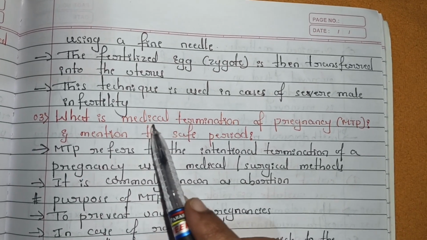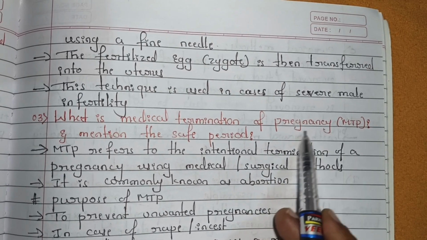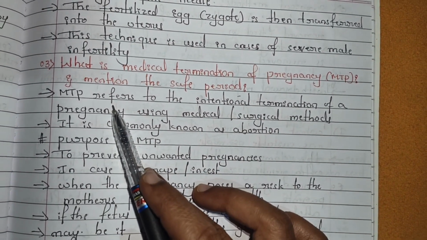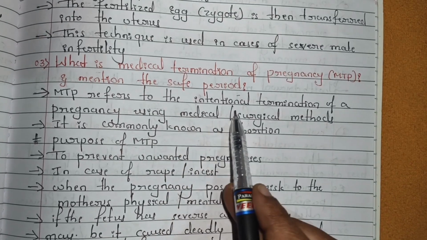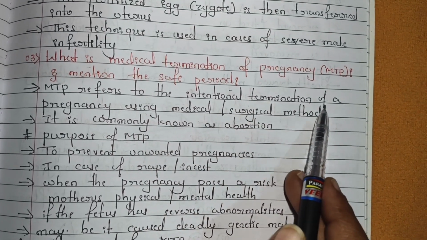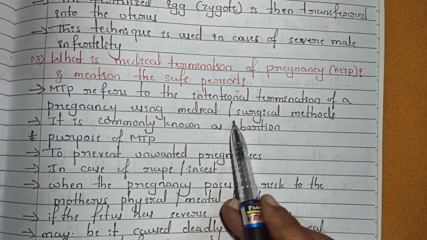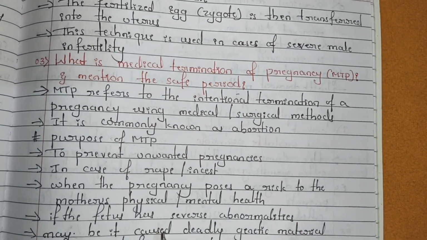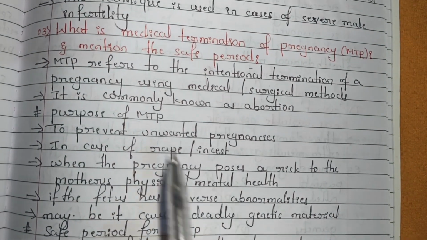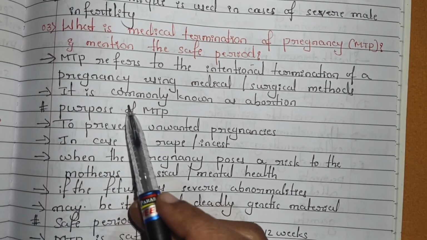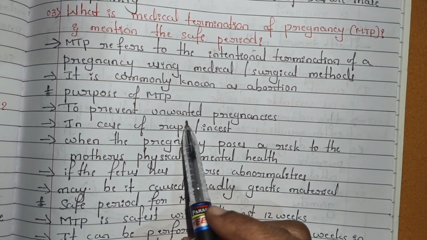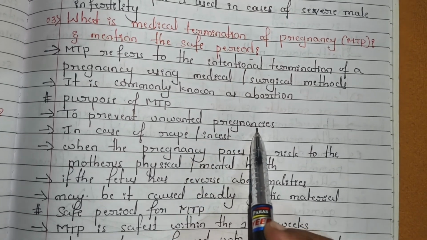Next, the third question: what is medical termination of pregnancy? Mention the safe periods. Medical termination of pregnancy, MTP, refers to the intentional termination of pregnancy using medical or surgical methods. What are the reasons they need termination of pregnancy? The first one is to prevent unwanted pregnancy.